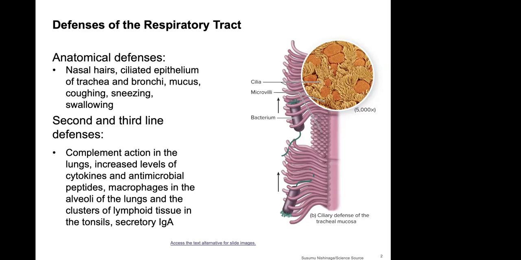The second and third line of defenses, you do have complement action in the lungs. Complement is a series of proteins that will essentially kill bacteria. You have increased levels of cytokines and antimicrobial proteins. These are also going to kill bacteria. And then you'll have various resident macrophages that are in the lungs. And these macrophages will phagocytize anything that might end up being there.